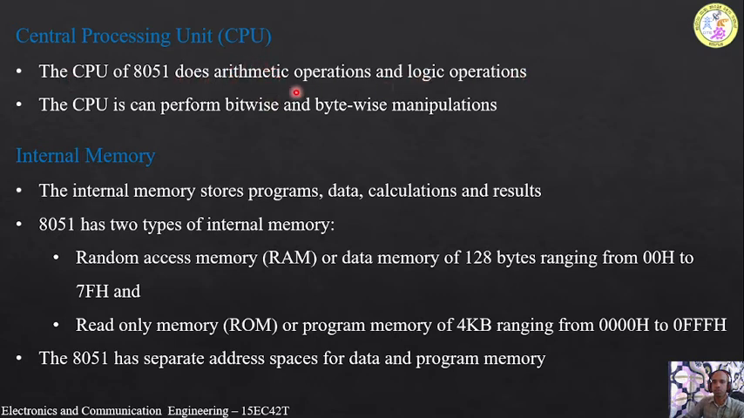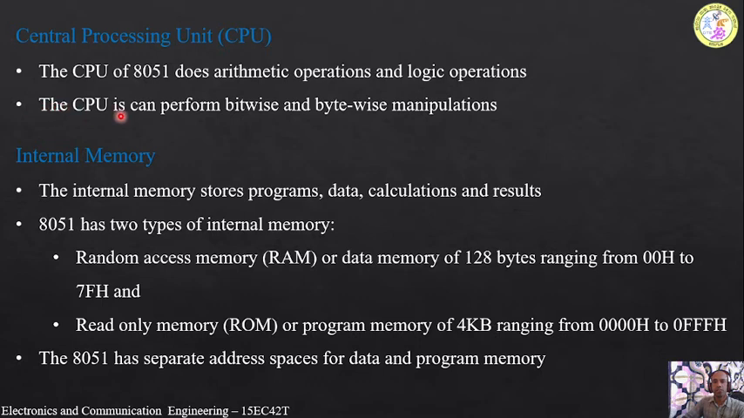What do you mean by arithmetic operation? That is nothing but the mathematical operations like addition, subtraction, multiplication, division. All these are called arithmetic operations, whereas the logical operations are AND operation, OR operation, complement operation, rotate, shift. All these are called logical operations. So these arithmetic and logical operations are performed by the CPU. And internally, the CPU consists of an arithmetic and logic unit. This arithmetic and logic unit performs the arithmetic operations as well as the logical operations.